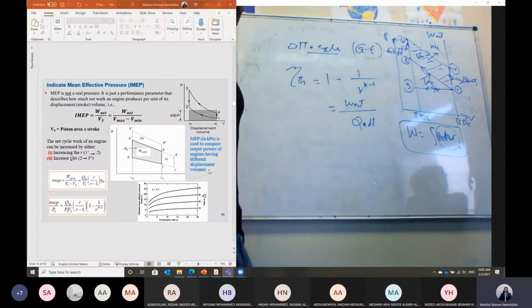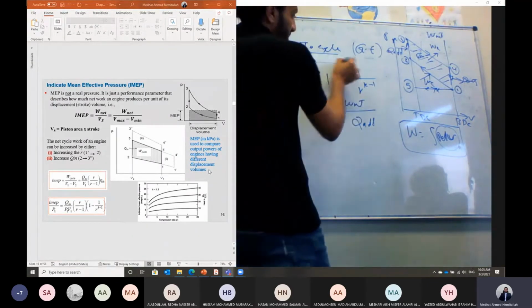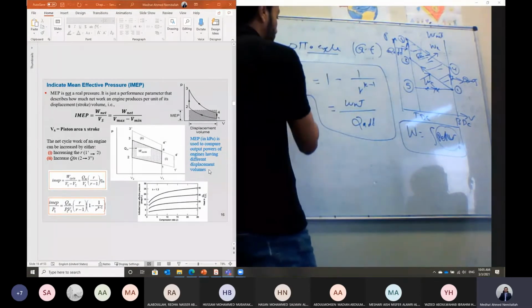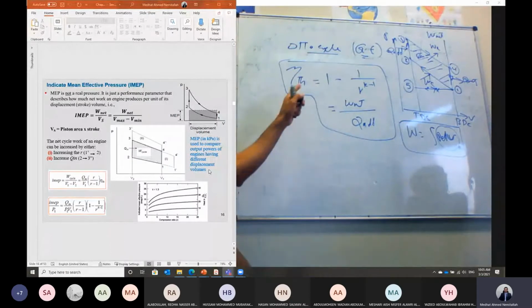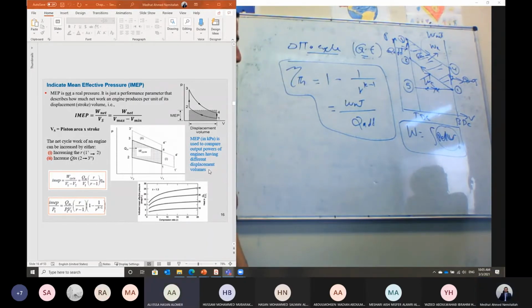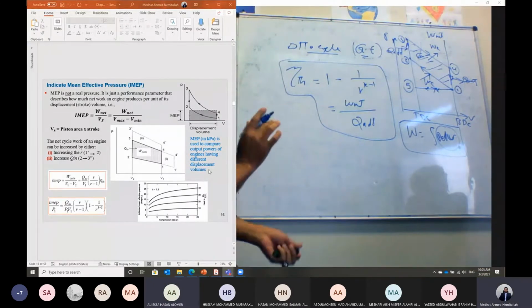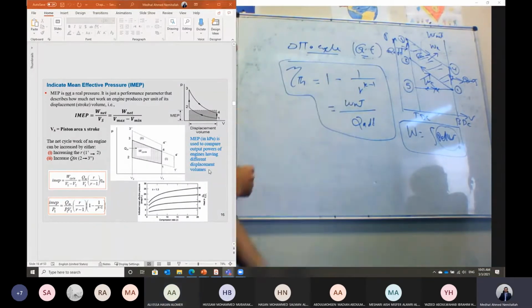So how can we increase the efficiency, guys, of a thermal Otto cycle, which can represent a case of a gasoline engine? How can we improve the efficiency of a gasoline engine based on this relation? What should we do to improve the efficiency? Increase the compression ratio. Exactly. So one option, guys, is to increase the compression ratio.